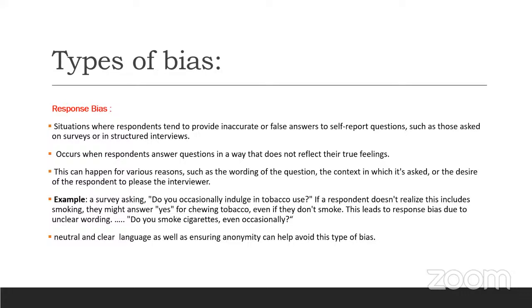An example of this is a survey asking, "Do you occasionally indulge in tobacco use?" If a respondent doesn't realize this includes smoking, they may answer yes for chewing tobacco, even if they don't smoke. This leads to response bias due to unclear wording. The proper question should be, "Do you smoke cigarettes even occasionally?" To avoid this, neutral and clear language as well as ensuring anonymity can help.